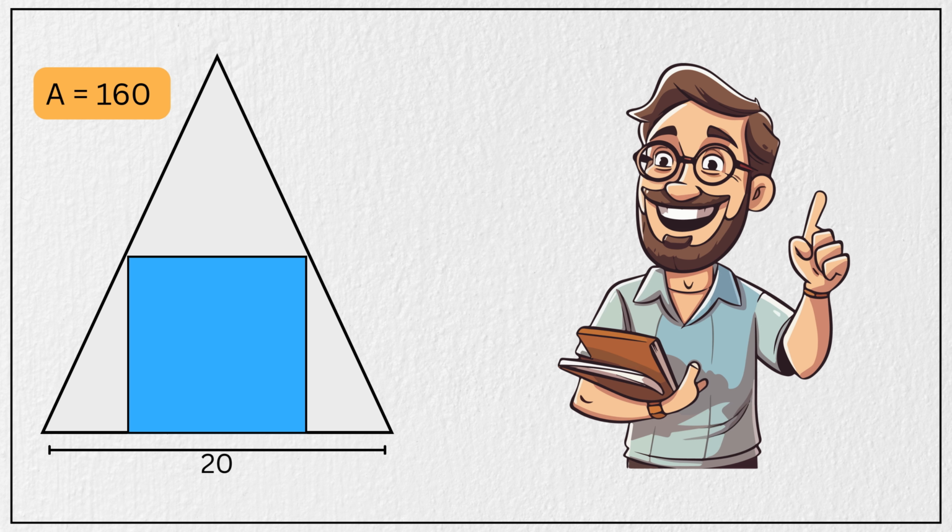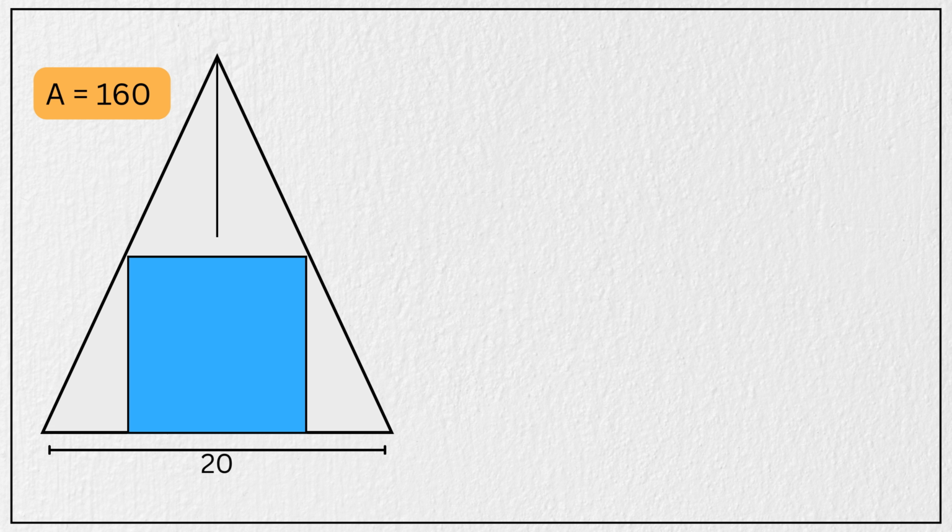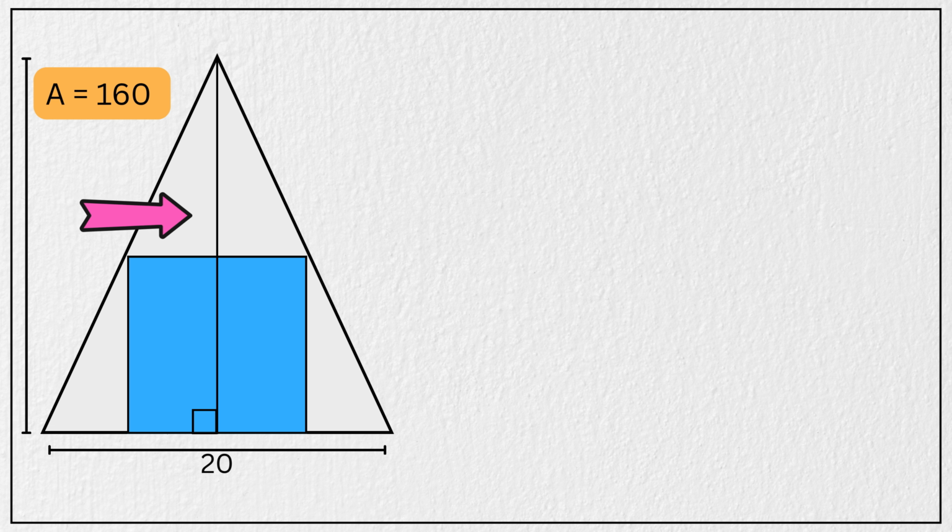But before we begin, let's draw a perpendicular line from this top vertex of the triangle down to the base like this. Since this is an isosceles triangle, that means this perpendicular line is also the height of the triangle, right? Let's call this perpendicular length h units.